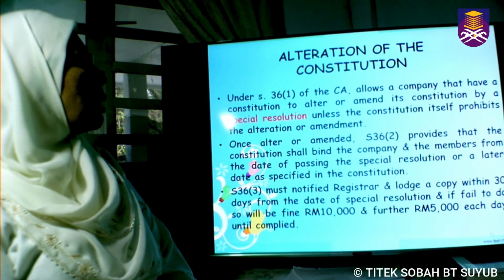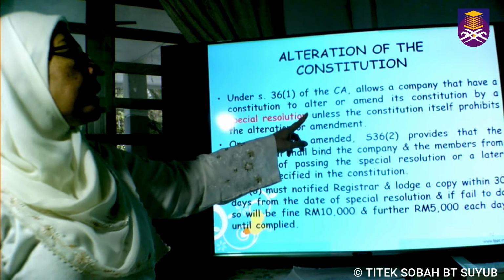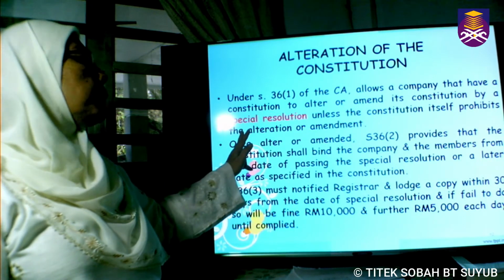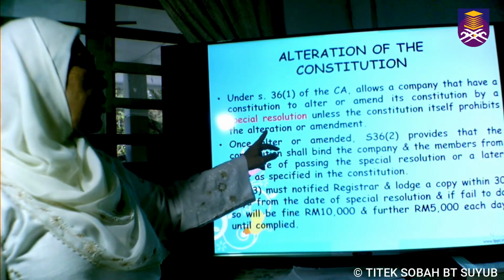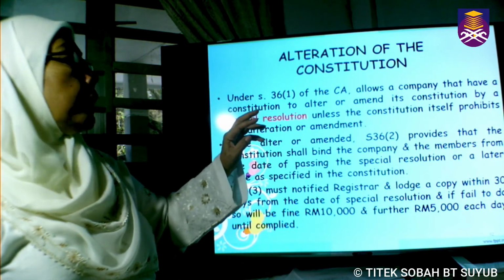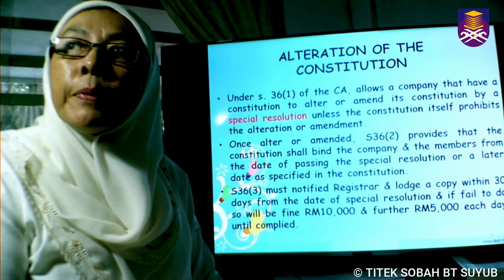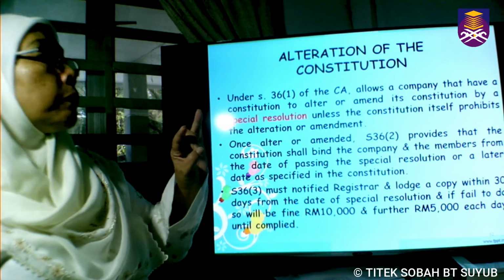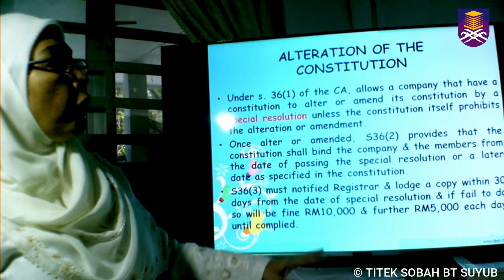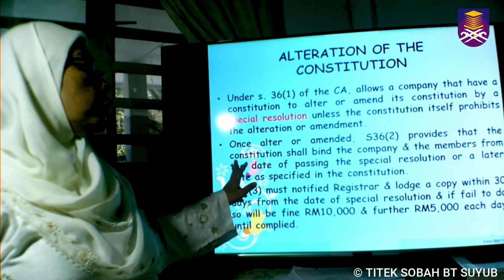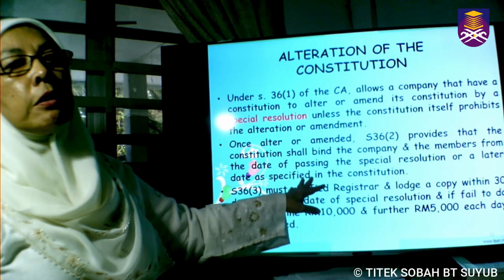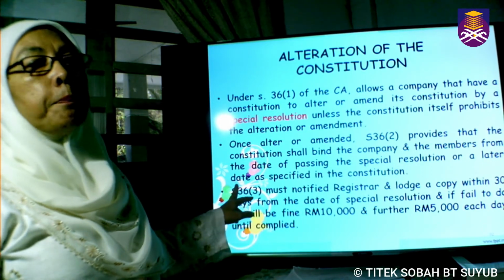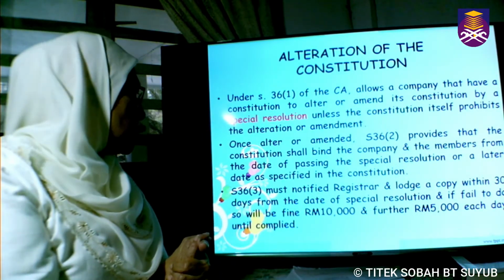Can a Constitution be altered under Section 36 Sub 1 of the Companies Act? It allows the company that has a Constitution to alter or amend its Constitution by a special resolution. I have highlighted in red, unless the Constitution itself prohibits the alteration or the amendment. If not, they can alter the Constitution through a special resolution. And once it has been amended, under Section 36 Sub 2, the Constitution shall bind the company and the members from the date of passing the special resolution. Yang baru tu, perlebihan special resolution or a later date depends on what is the date stated inside the Constitution.